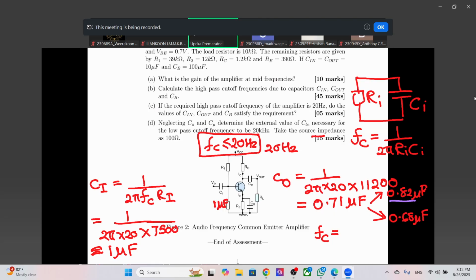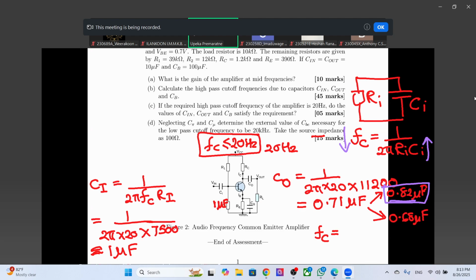So if we increase C, then we are going to decrease the cutoff frequency. So out of the two practical values, we have to go for the higher value, right? That is the correct answer. So for the output capacitor, the value will be 0.82 microfarads.